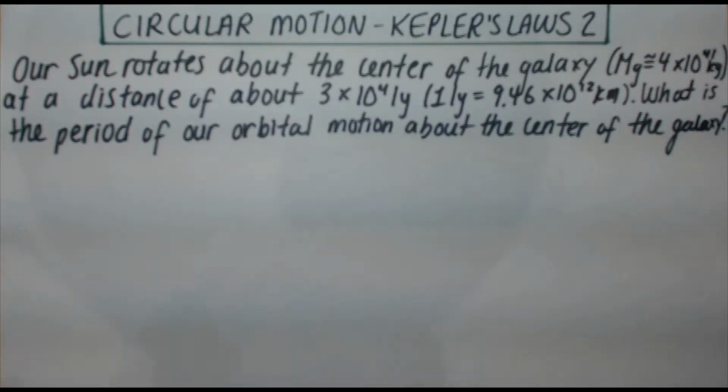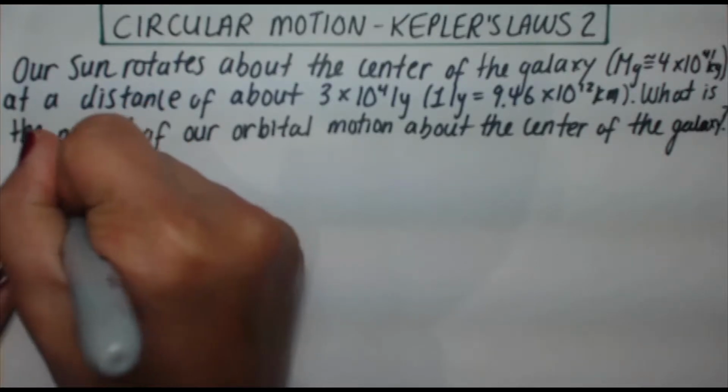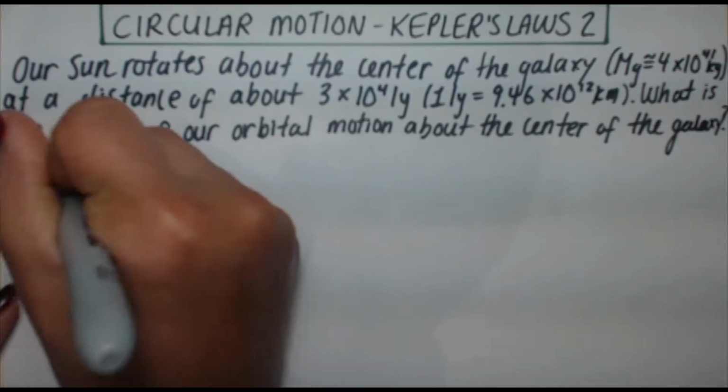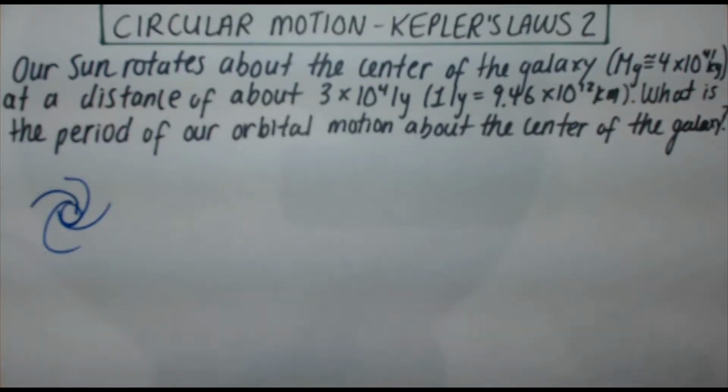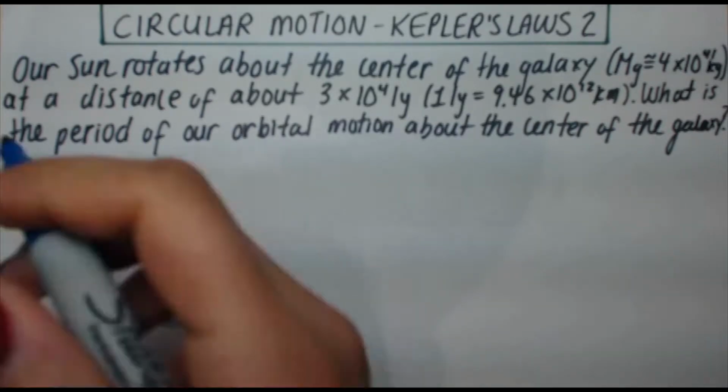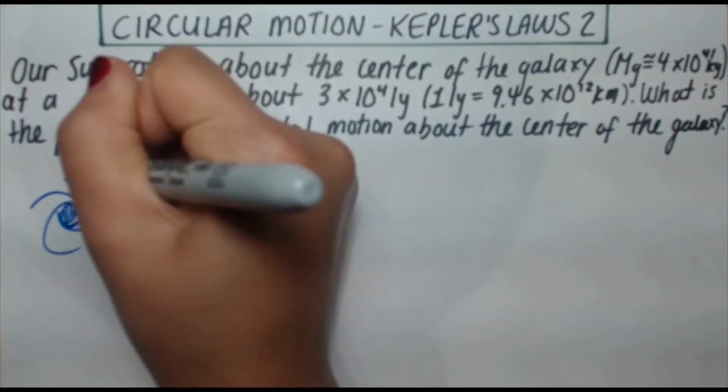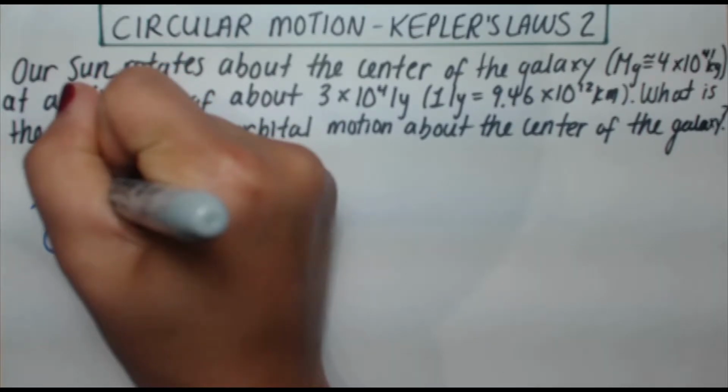Okay, so I'm going to draw a picture to get us started. So you've got your galaxy. I think we actually have 2 spiral arms, although when you look from far away, it almost appears like 4. Regardless, there's our galaxy. Here's our sun.